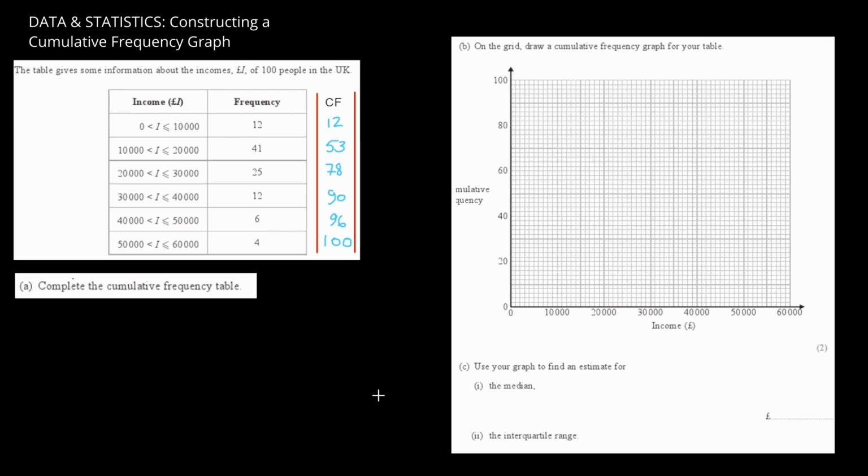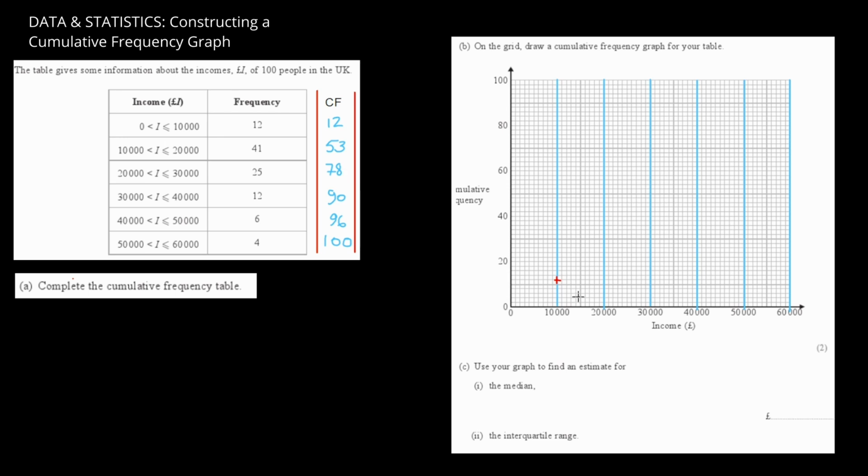Part B, we're asked to plot the results. Again, we've got 12 people in that group, so that by the time we leave that group, we have 12 results. So we must plot 12 at the coordinate point that reflects the 10,000 limit. It's at the edge of the group. Each of these vertical values is 2, so this is 10,000, 12. So the first plot point goes here.